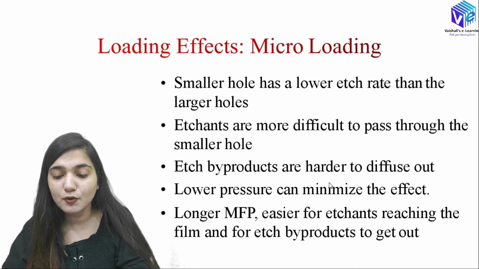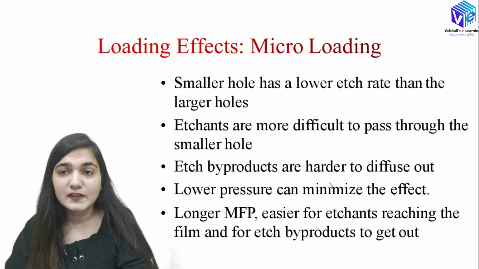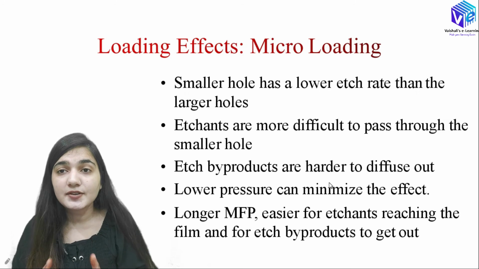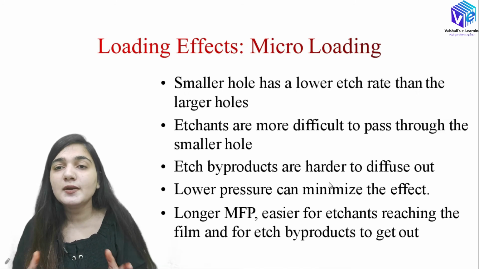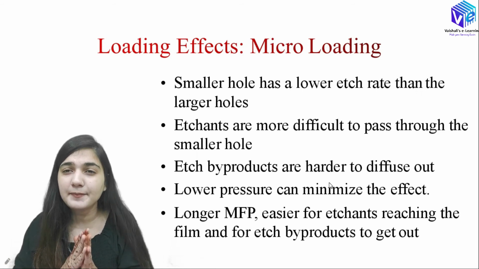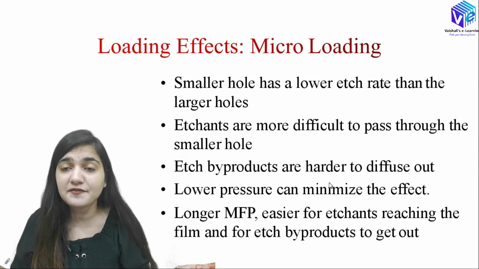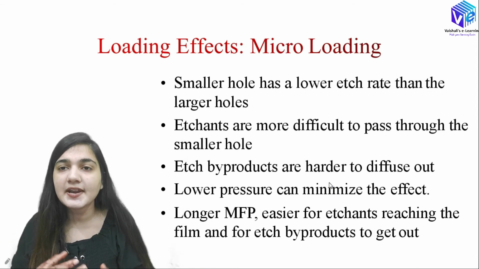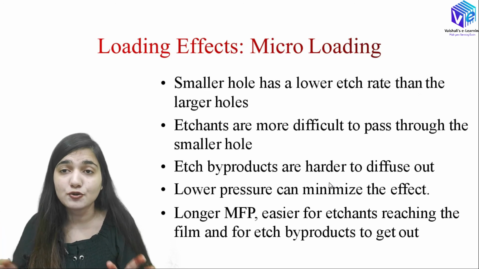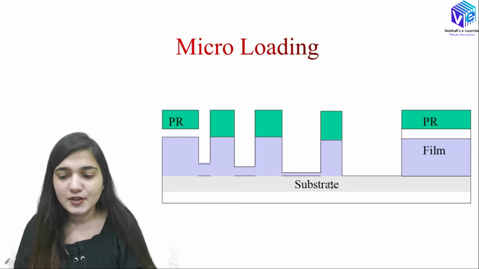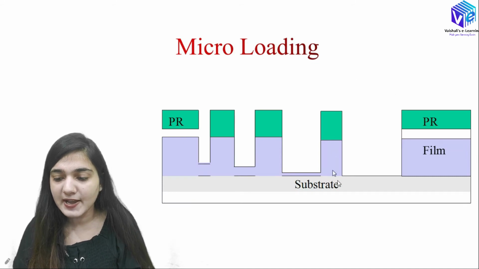Also, we can use lower pressure, which can minimize the effect. Okay, so if I am having lower and lower pressure, this effect will be minimized. Okay, so the larger the feature size, the easier it is for the byproducts to be removed, and if the byproducts are removed, I have the bare surface again, so the chemical will easily react with the surface, and again the byproducts are formed which are going out. So this is how, if I have larger feature size, the etching rate will be faster. So this is how we will be having the micro loading effect.